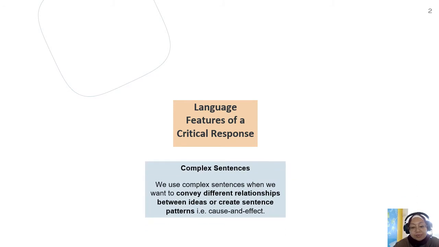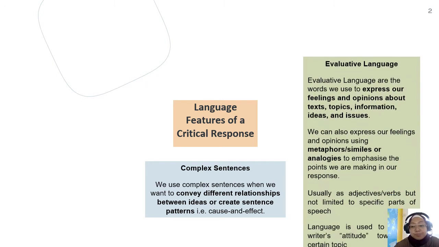Now, complex sentences. When do we use them, right? We use them when we want to show different relationships between ideas or to use sentence patterns like what we learned during our complex sentences lessons, right? The "just because" and "it doesn't mean." Basically it shows cause and effect, and it's pretty effective if we want to show contrasting ideas.